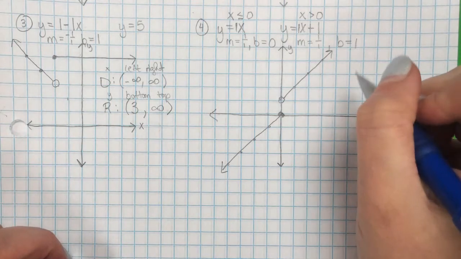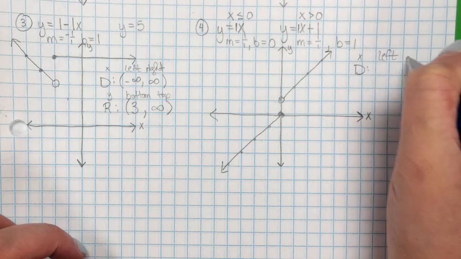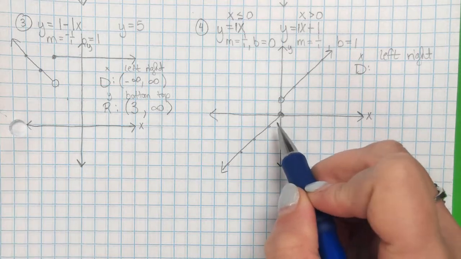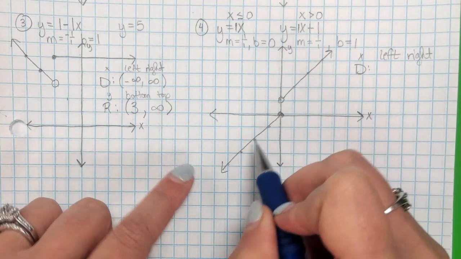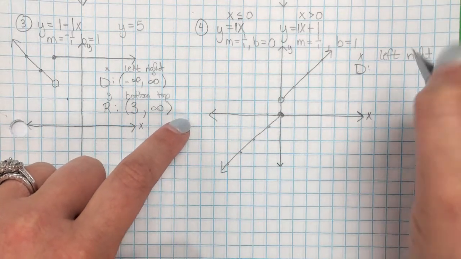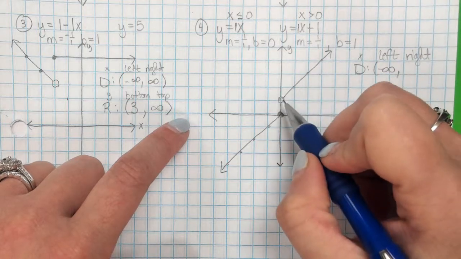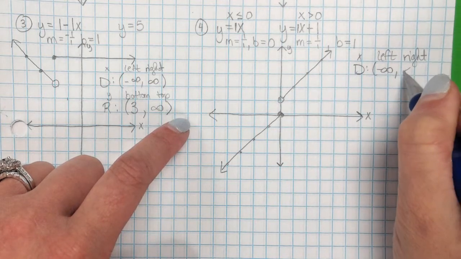Alright, let's do domain and range. Domain just from left to right. I don't want to think down and up. I want to think left and right, okay? So, yes, this guy is going down, but as he's going down, he's also going to the left. So that is negative infinity. And then this guy, I know he's going up, but he's also going to the right. So that's positive infinity.